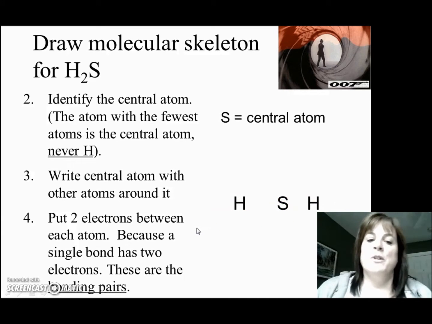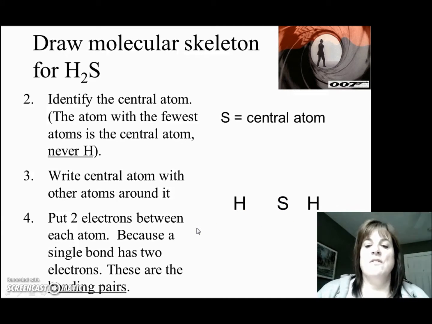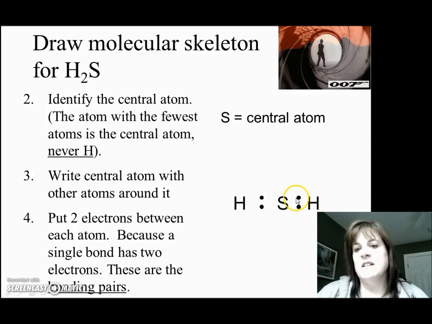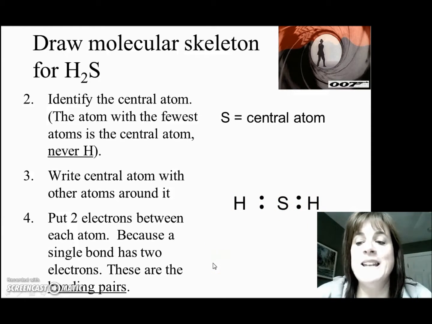Next thing we're going to do, we're going to put 2 electrons between each of the atoms because a single bond has 2 electrons. So we're going to take a total of 4 of our dots, and we're going to put them on either side of the sulfur, in between hydrogen and sulfur on both sides. Now these are called bonding pairs.